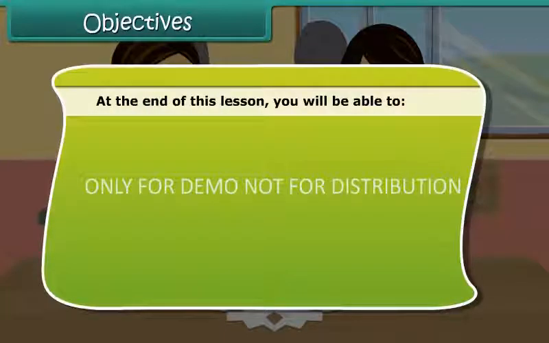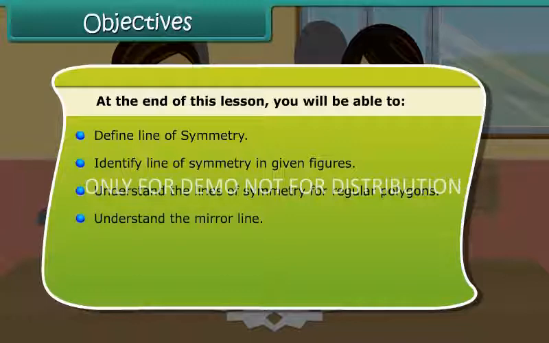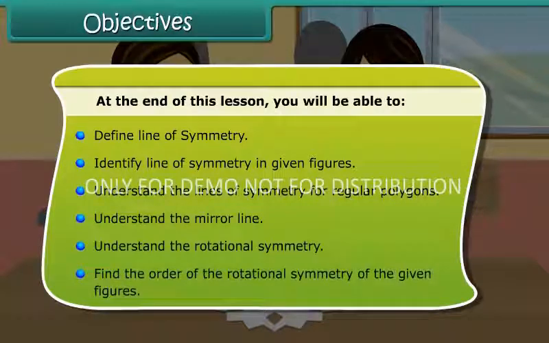At the end of this lesson, you will be able to define line of symmetry, identify line of symmetry in given figures, understand the lines of symmetry for regular polygons, understand the mirror line, understand the rotational symmetry, and find the order of the rotational symmetry of the given figures.